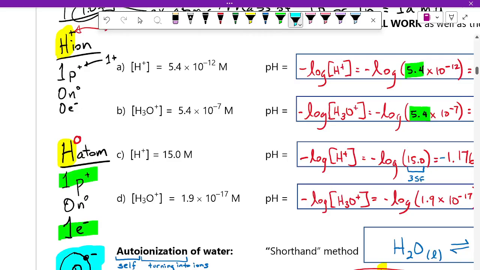What would our hydrogen ion look like? It's just a single proton. So a hydrogen ion is just a proton. Okay, H plus ion is just a proton. So we will actually call H plus a proton.